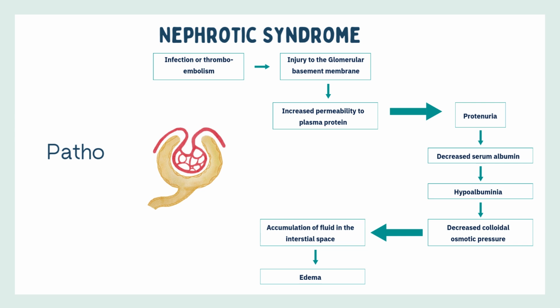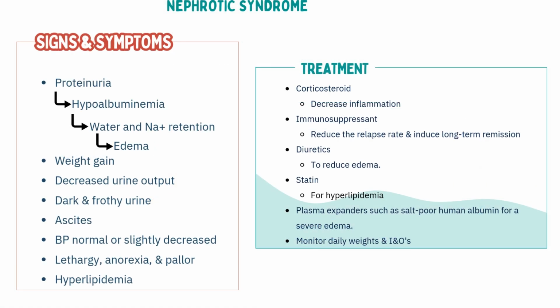So osmotic pressure allows for a balance between the vascular and interstitial space fluid. So if there is a decrease in osmotic pressure, there is less fluid in the vascular system and there's accumulation of fluid in the interstitial space, and fluid in the interstitial space causes edema. So that brings us to the signs and symptoms that you may see with nephrotic syndrome.